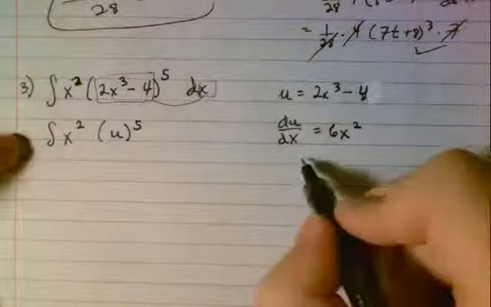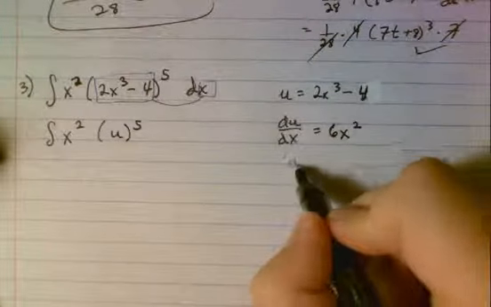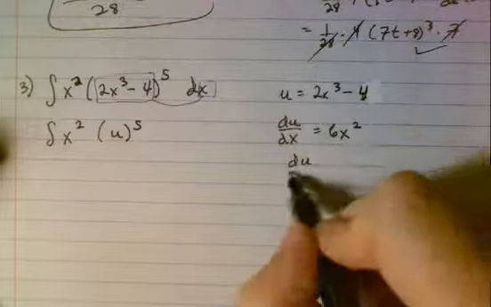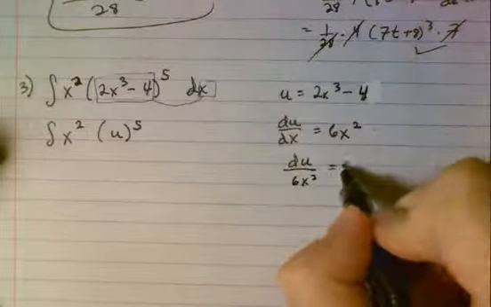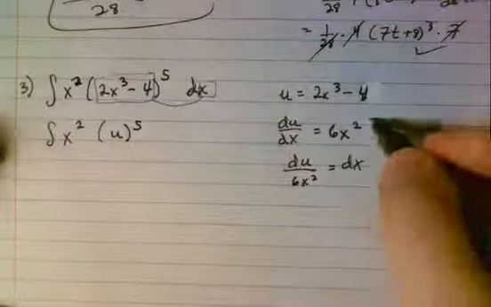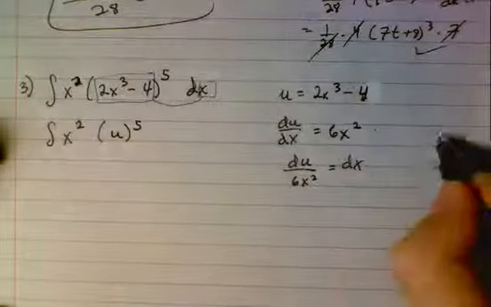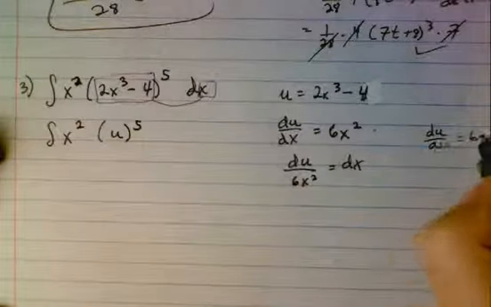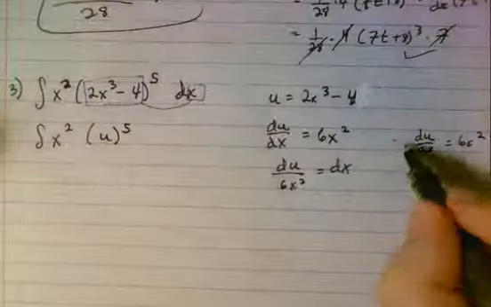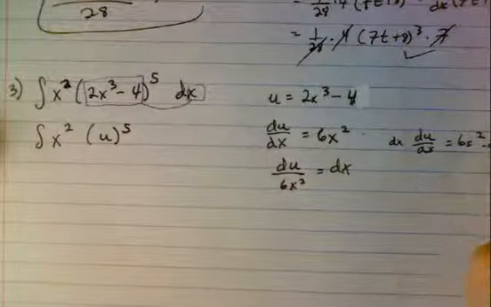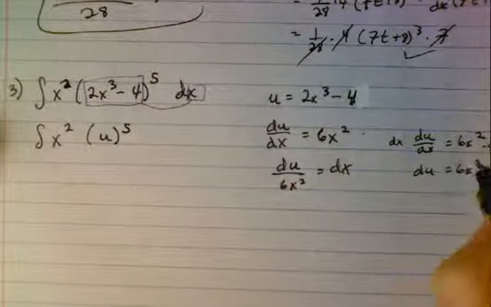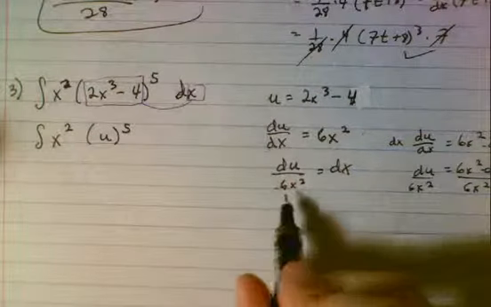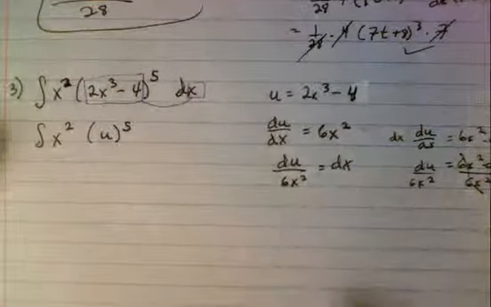That derivative is du/dx. Now I want to get dx by itself, so I multiply both sides by dx and I divide both sides by 6x squared. You should be able to do it really quickly like that. If you're not real comfortable with it, here's how I did that. I started off with du/dx equals 6x squared. I multiplied both sides by dx: du equals 6x squared dx. Divided both sides by 6x squared. And that's where I ended up with this.